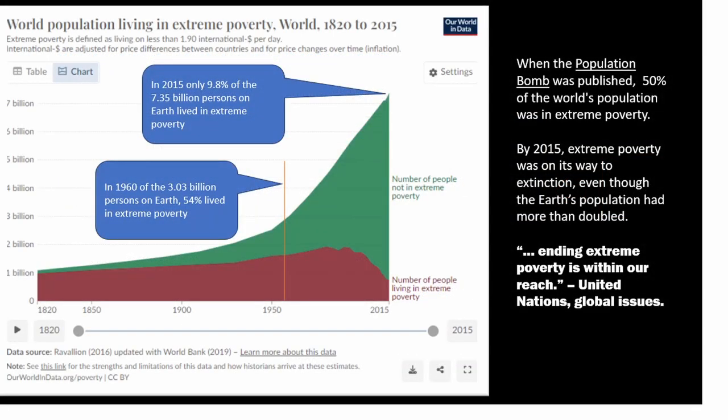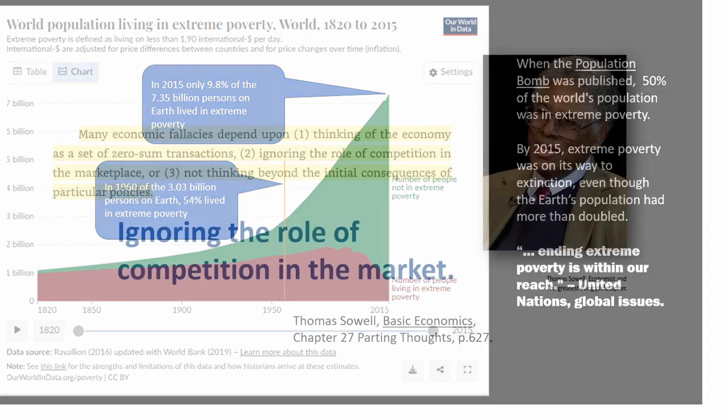At the red line, when The Population Bomb was published, 50% of the world's population was in extreme poverty. We had 3 billion people, and the red height is about half of that, and they were in extreme poverty. Now, by 2015, the population on Earth had more than doubled, but the number of people in extreme poverty was vanishing. The United Nations has even said ending extreme poverty is within our reach. Well, how does that happen if we have all these people?